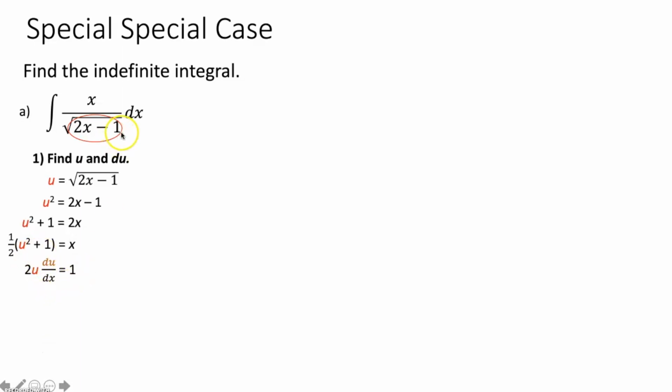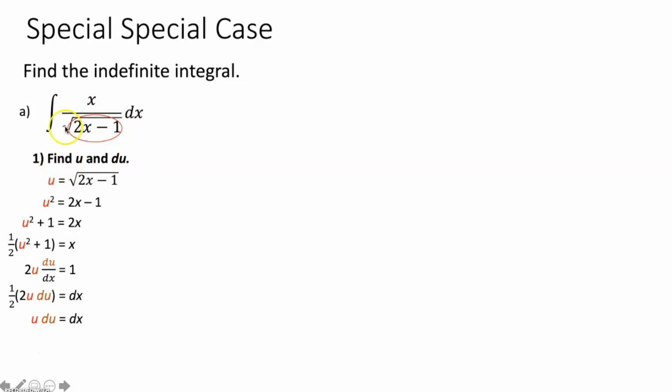But remember, I'm trying to get dx in terms of u and du. So what I need to do is get dx by itself in this equation. So I'm going to multiply both sides of the equation by dx. Now over here I could simplify the 1/2 and the 2, and I end up getting dx is equal to u du. So I can now rewrite this indefinite integral completely in terms of u and du.